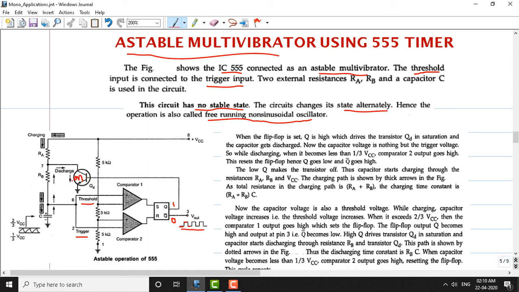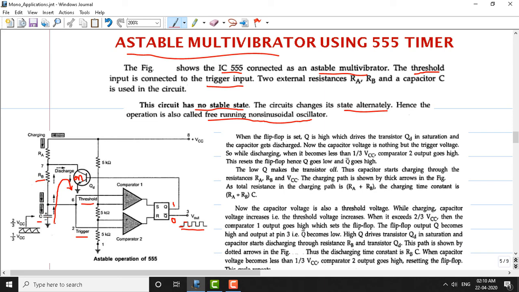It moves to saturation. When the transistor moves to saturation, the capacitor finds a path to discharge now. This is going to be the discharge path. So the capacitor discharges in this path shown here, and all the voltage will go to the ground. Okay, so the discharge path is now through RB, and here we can calculate the discharge time constant as the product of RB into C. Since in the discharge cycle RB is important here, the discharge time constant is RB into C.